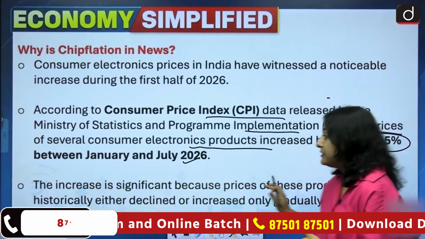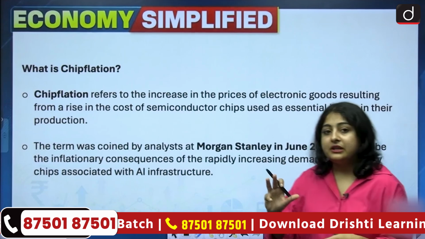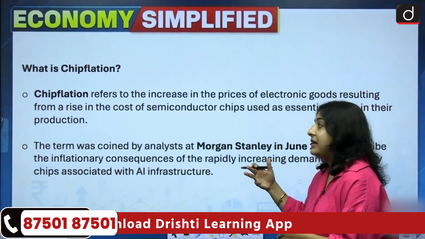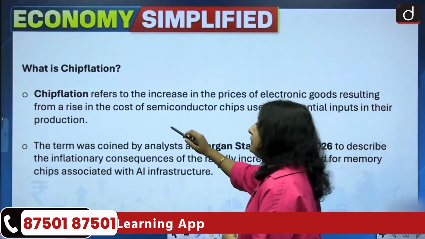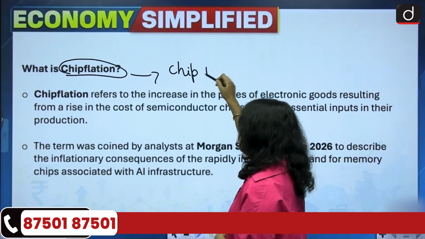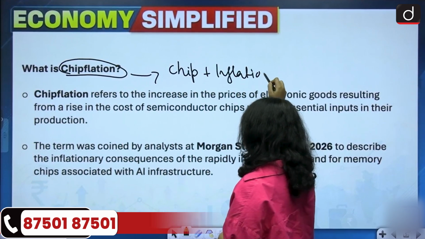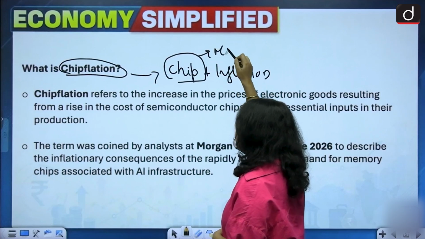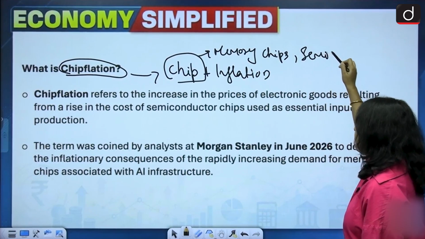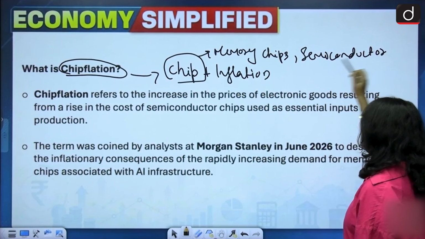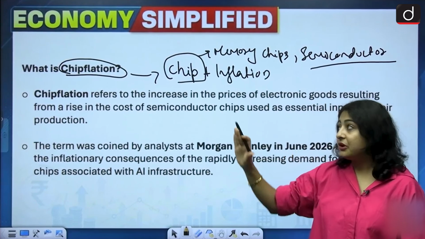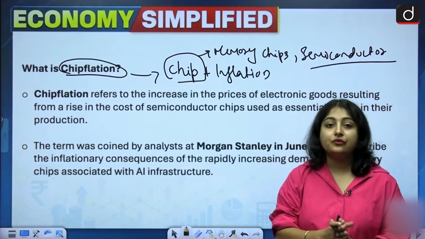But right now the situation is different. Now why is this situation different? Does this have something to do with chipflation? The answer is yes. Now let us discuss what chipflation actually is. If we break down this keyword, you get chip plus inflation. Here we are talking about memory chips or semiconductor chips. That means the prices of memory chips or semiconductor chips have increased, and because of that, it has led to a rise in the prices of electronic products.